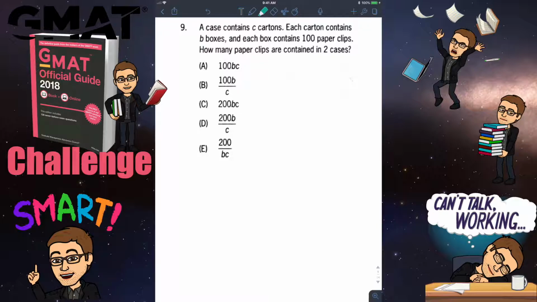A case contains C cartons, each carton contains B boxes, and each box contains 100 paper clips. How many paper clips are contained in 2 cases? So if you just look at it, it looks like an algebraic problem.